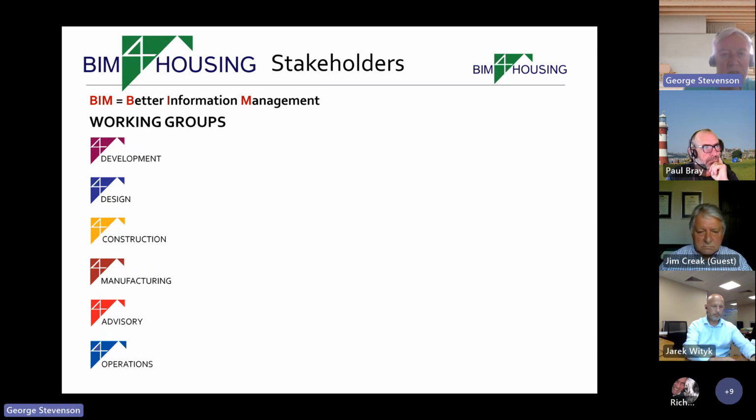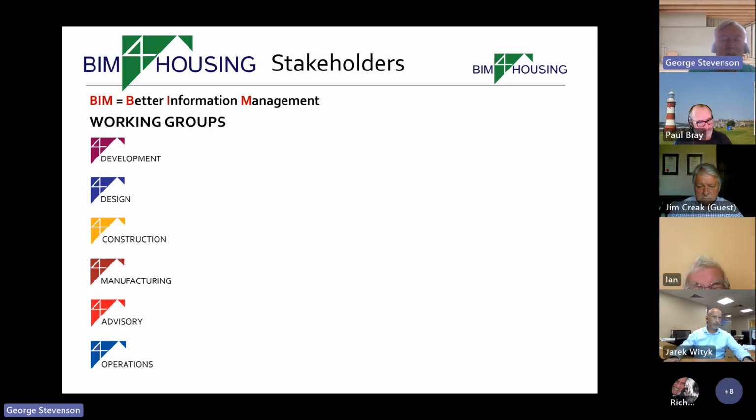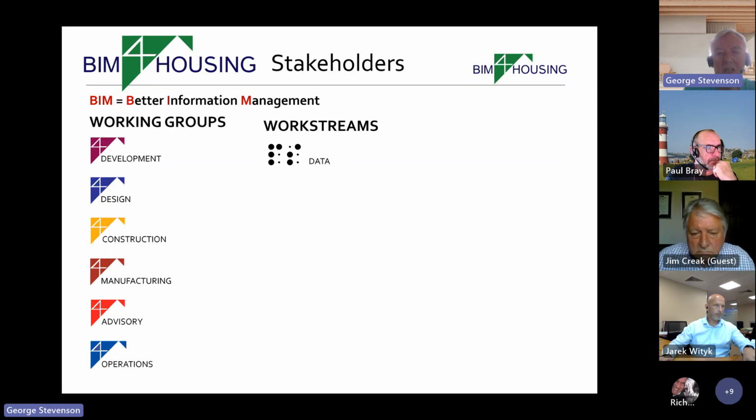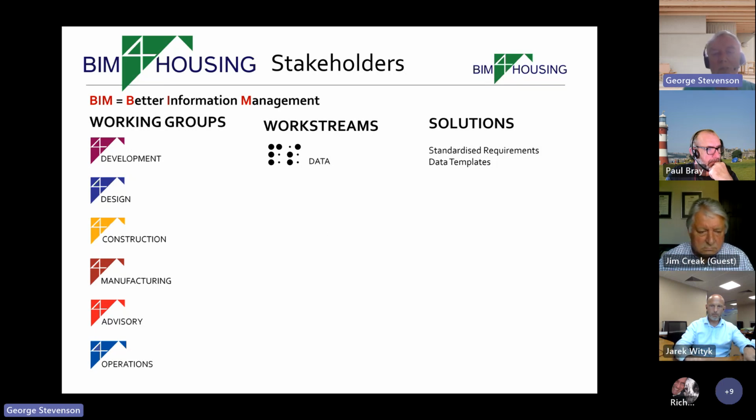And the purpose of them is to identify what information is needed by each of those different stakeholder groups to improve the flow of information. And the way in which we go about that is to create a work stream for particular topics. So one of the ones that is, if you like, enduring across them is data. So how can we make it so that data can flow through those processes? And the way we go about doing that is by trying to standardize data requirements and provide data templates. So those are the sorts of outputs that we've achieved.